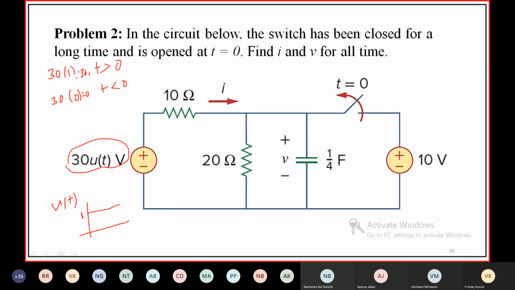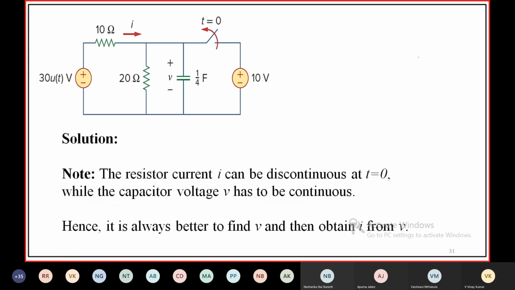So you have to find the initial value. At t is equal to 0 the switch is open, which means it has been closed for a long time before opening the switch. Here also the switch will be open. This instant is t is equal to 0 minus.